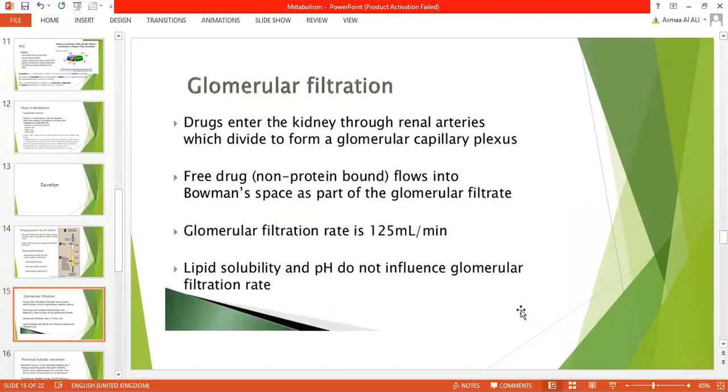For glomerular filtration, the drug enters the kidney through the renal arteries, which divide to form the glomerular capillary plexus. Free drug, which is non-protein bound, flows into Bowman's space as a part of the glomerular filtrate, and the glomerular filtration rate is about 125 ml per minute. Lipid solubility and pH do not influence glomerular filtration, so they will not affect the filtration rate.